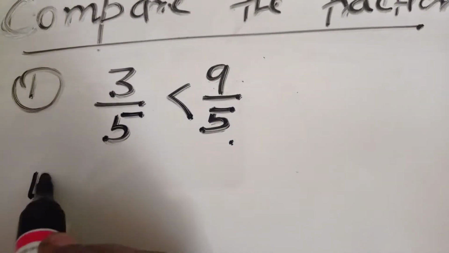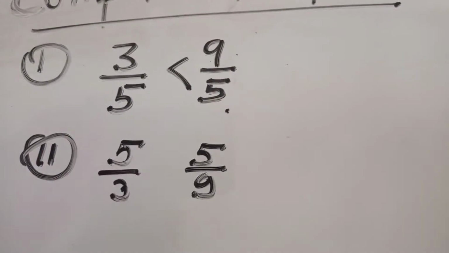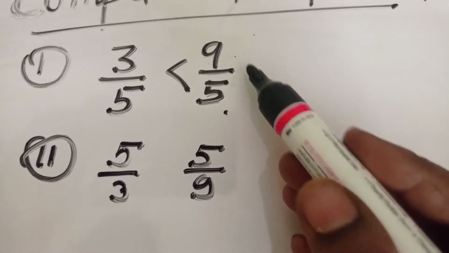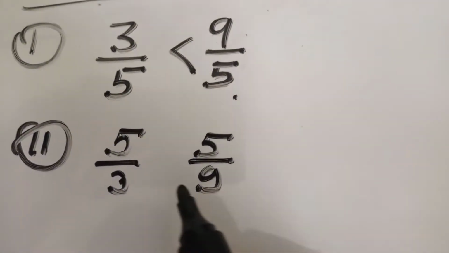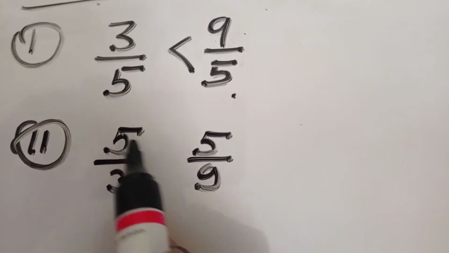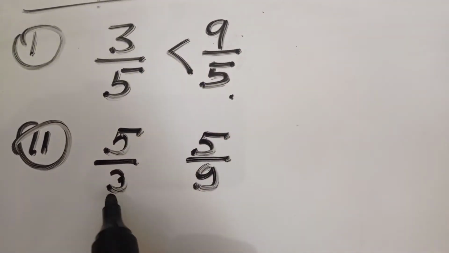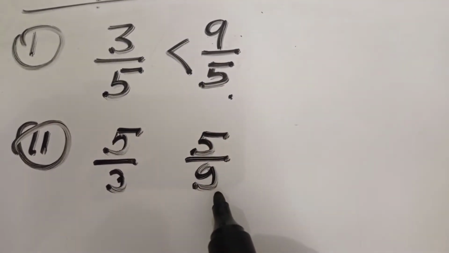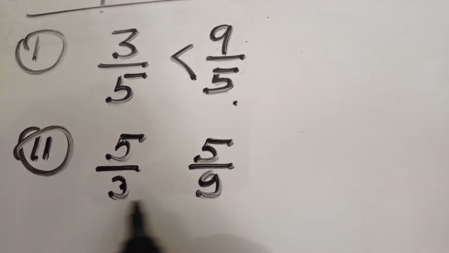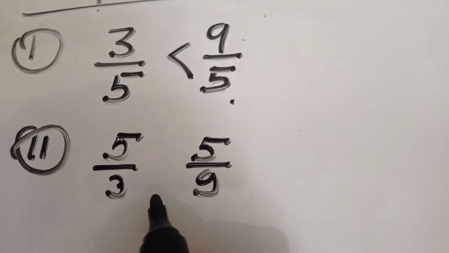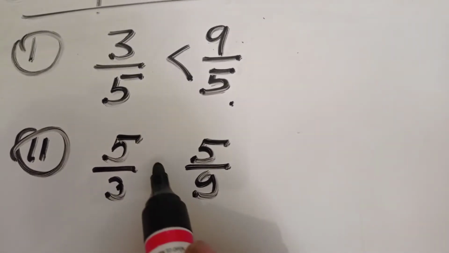Now second, just reverse this fraction. Here you can see the numerator part is the same but the denominator is not equal. Here where the denominator part is smaller, then that fraction will be greater.